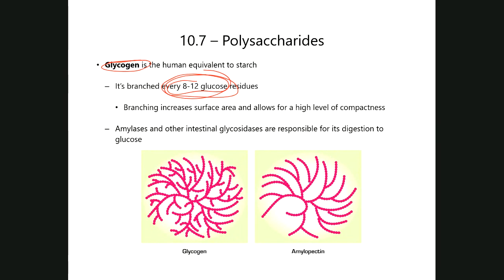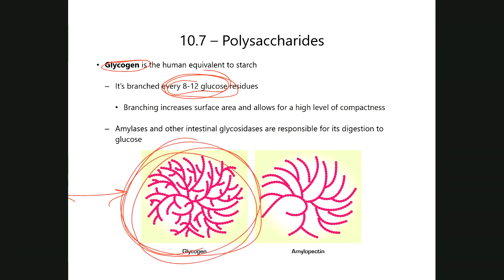there's a branch point. So down here, what it's trying to represent, if you were to stand back and zoom out on these structures, you'll notice that the degree of branching in glycogen is much, much greater. So that allows for much greater surface area, much greater compactness. There's much more glucose per gram of glycogen, because the branching makes for a much more convoluted structure that is much more efficient in providing glucose units when the structure is ultimately digested.